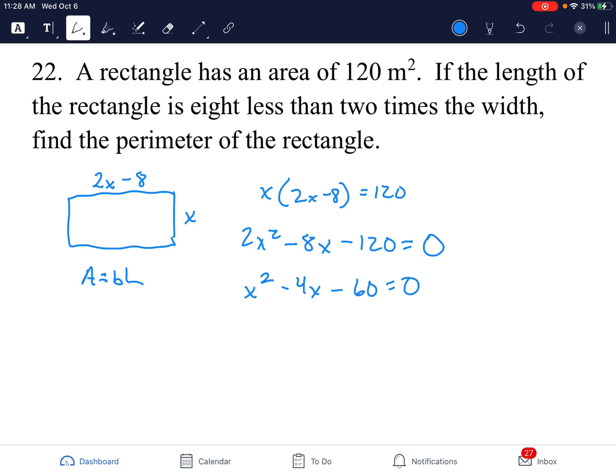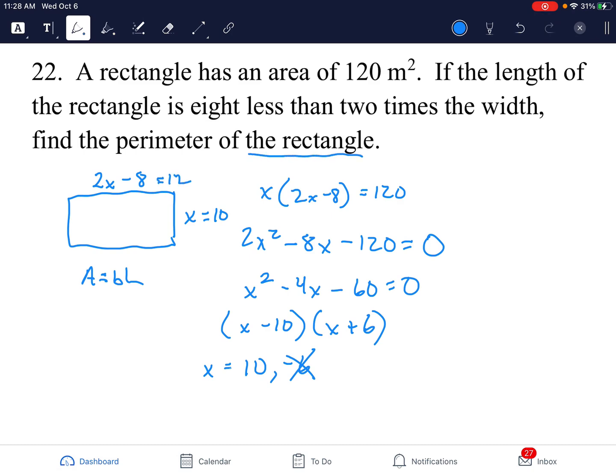Okay, so now I'm going to figure out two numbers that multiply to be 60 but add up to be negative 4. How about negative 10 and positive 6? Okay. So if I solve both those, x will equal positive 10 and negative 6. The negative 6 doesn't make sense for a distance. So my width is going to be 10. All right. My length is 2 times 10 minus 8, which is 12.